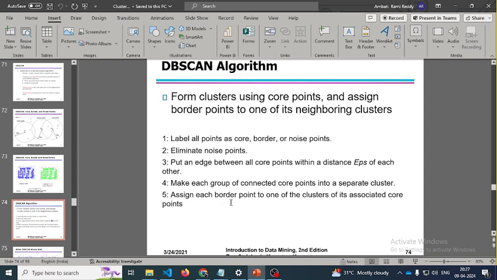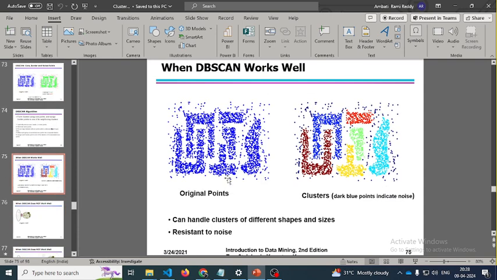The fourth step is make each group of connected core points into a separate cluster. Then the last step is you need to assign each border point to one of the clusters of its associated core points. These are the steps in DBSCAN. Based on these steps, DBSCAN clustering will work.